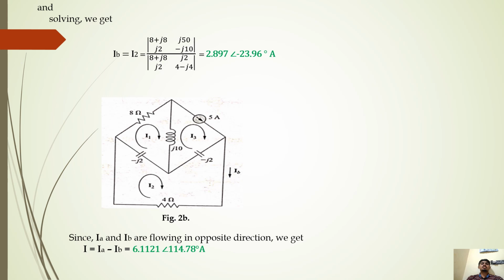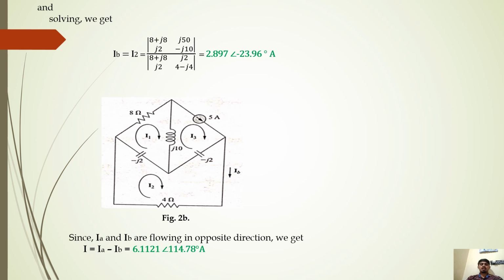And solving, we get Ib. Ib is equal to I2. I2 is obtained by the matrix method: the determinant with rows (8 plus j8, j50) and (j2, minus j10), divided by the determinant with rows (8 plus j8, j2) and (j2, 4 minus j4). We get I2 is equal to 2.897 at an angle of minus 23.96 degree ampere.